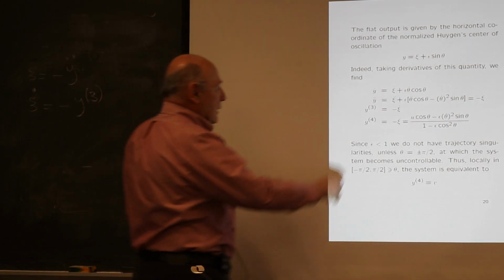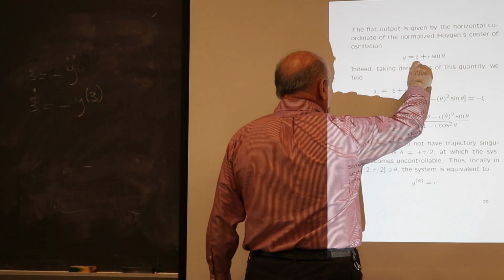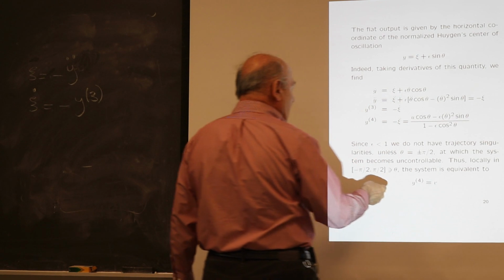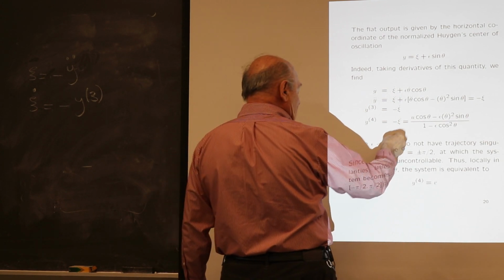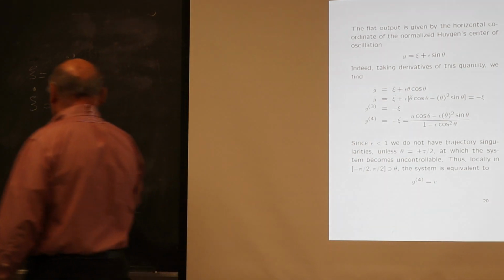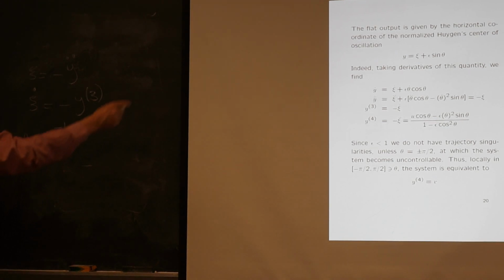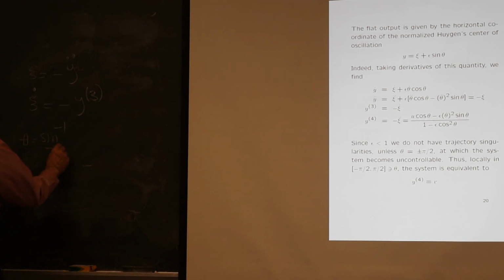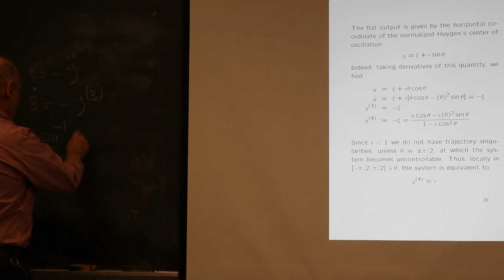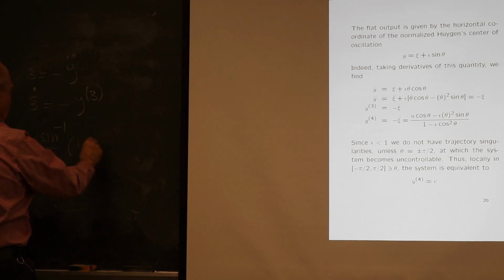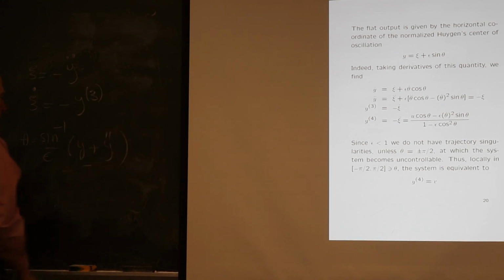Now you go for the third. Now that you know C, and supposedly you know the flat output, you can know theta. And you can know it from here. Sine of theta, or theta is the arc sine. Theta will be the arc sine divided by epsilon of y minus C. But C is y double dot.